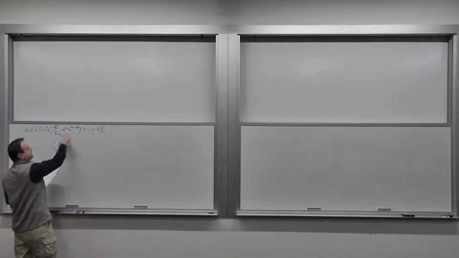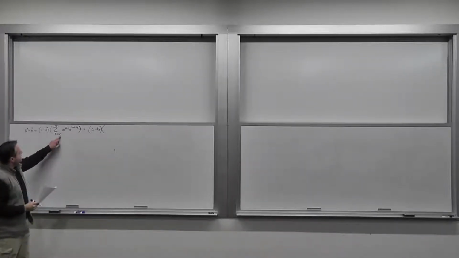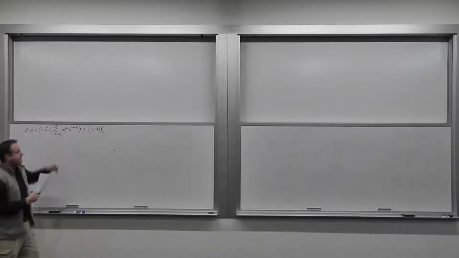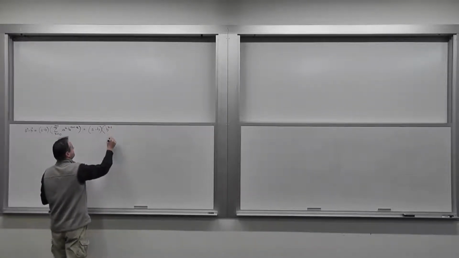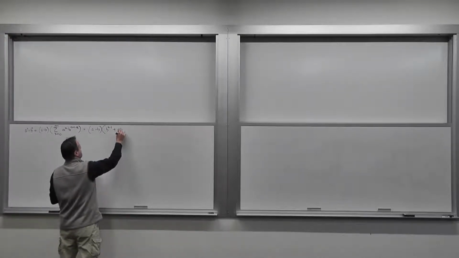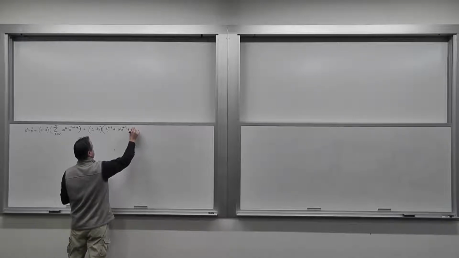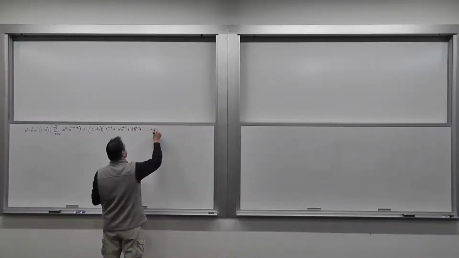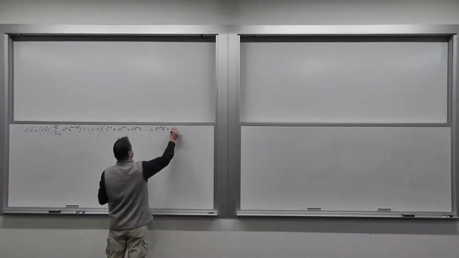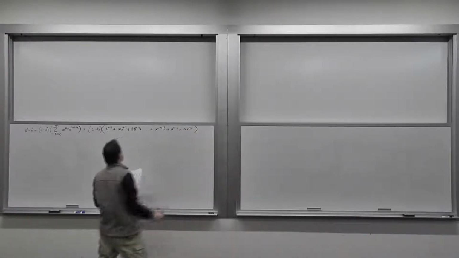I'm going to open up this sum here. The first term, who's the first term? K equals 0, A^0, right? So the first term is B^(n minus 1) plus A B^(n minus 2) plus A squared B^(n minus 3) plus ... A^(n minus 3) B squared plus A^(n minus 2) B plus A^(n minus 1).